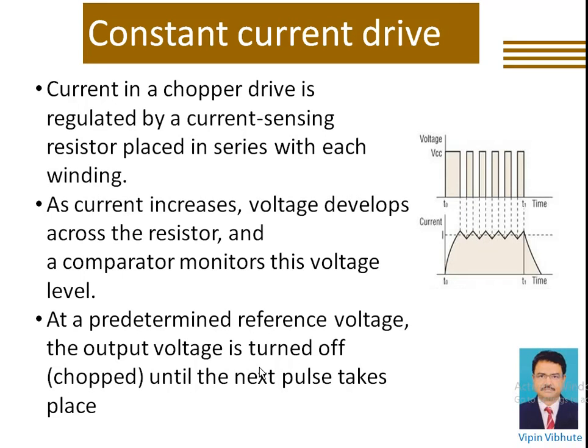So the regulation of voltage or current, basically current, is done by placing a resistor in series with each winding. This resistor senses or monitors the voltage or current drop, and accordingly it helps in regulating it. When you want the current to be at this dotted line, the resistor senses it and makes proper adjustments so that the proper voltage and current is built up.